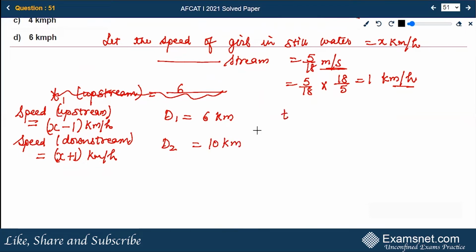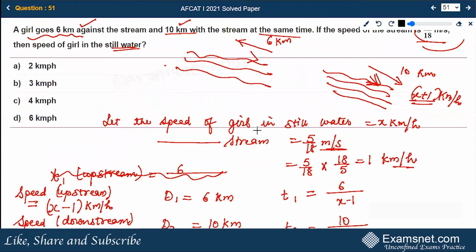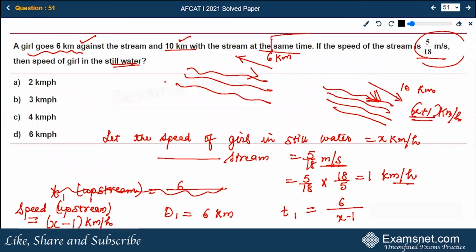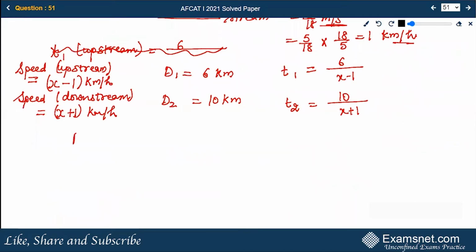Obviously, the time taken by her for the upstream is distance upon speed, and the time taken by her for the downstream is distance by speed. Now, the question was given that she takes the same time in both the cases. That means, according to the question, 6 upon x minus 1 is equal to 10 upon x plus 1, because she has taken equal time in both the cases.